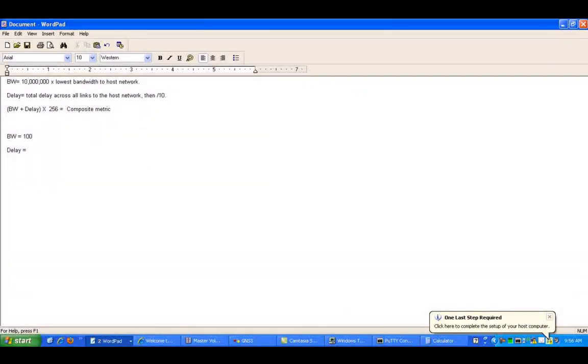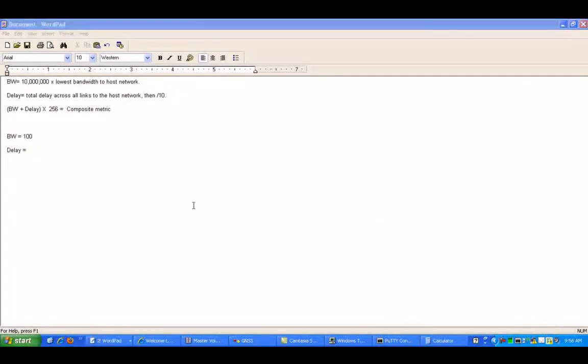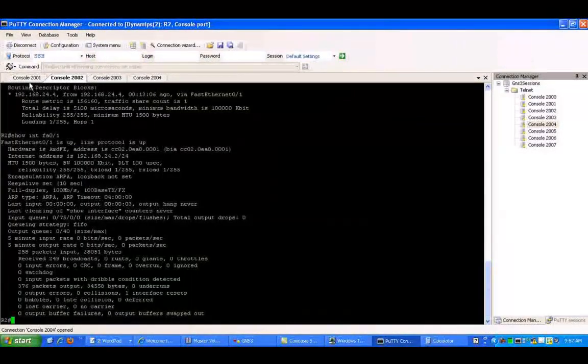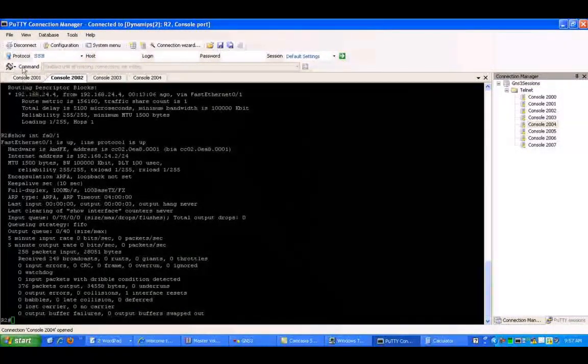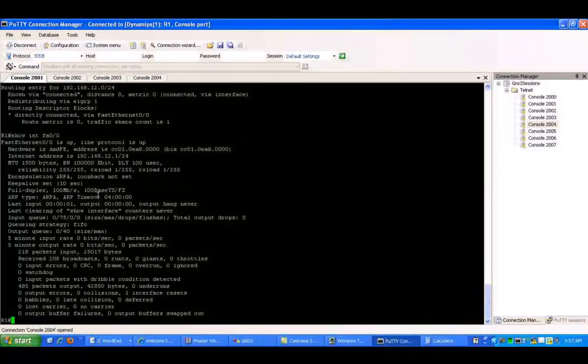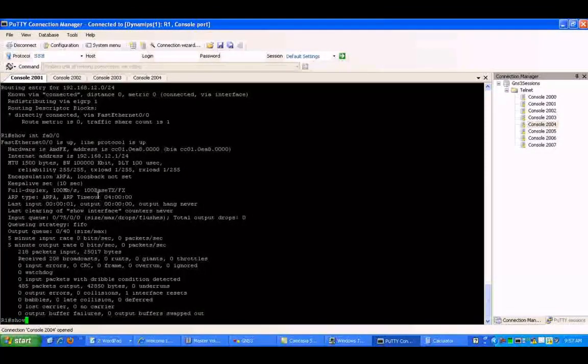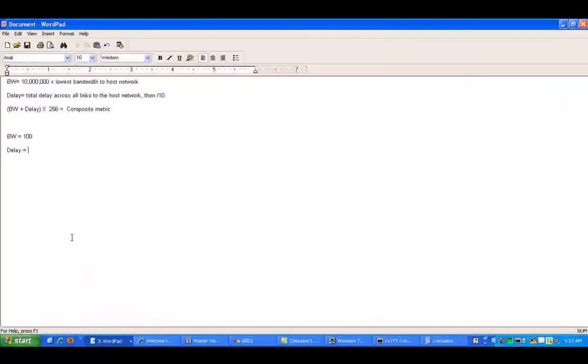Again, for delay it's the total delay across all links to the host network. So now we have to calculate the delay hop by hop. So if we go back to router 1, FastEthernet 0/0 is connected to router 2, that's got a delay of 100. So we'll add 100. Then we'll keep adding up the delay. From router 1 to router 2 we got 100.